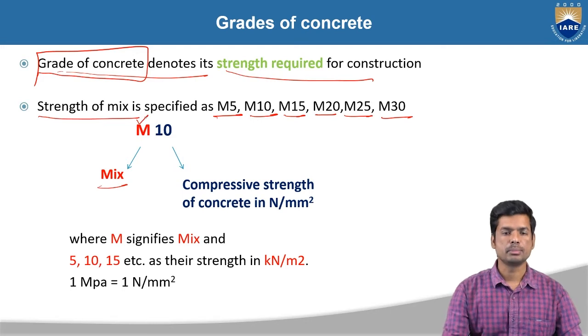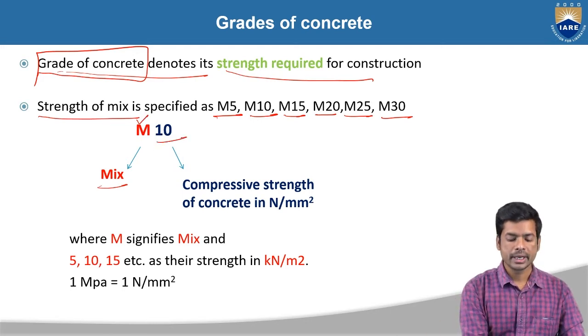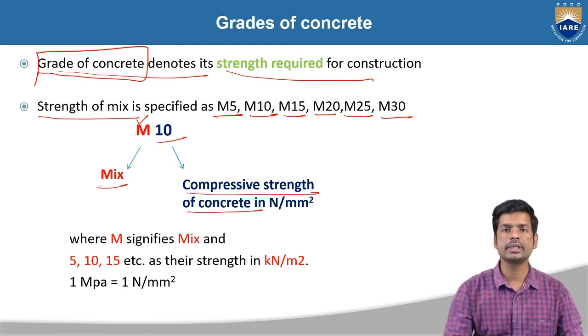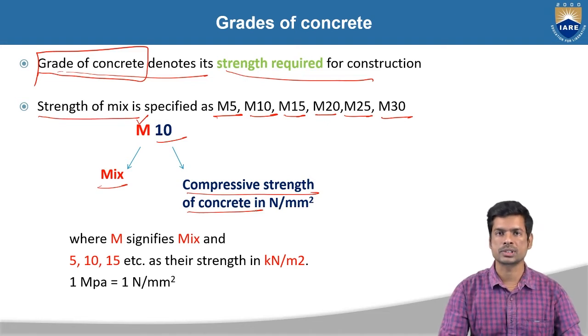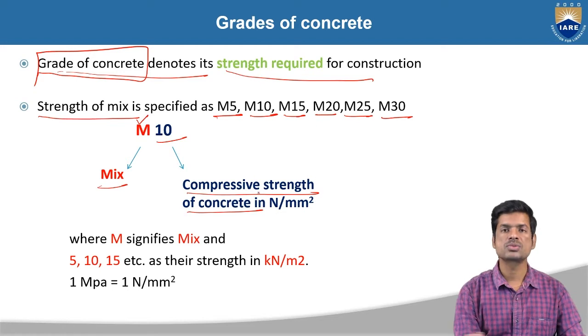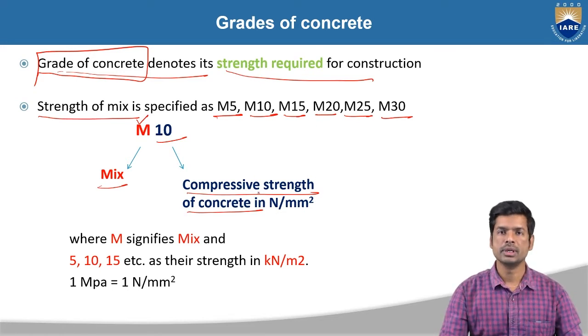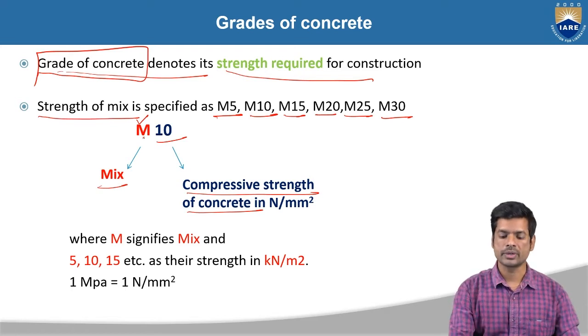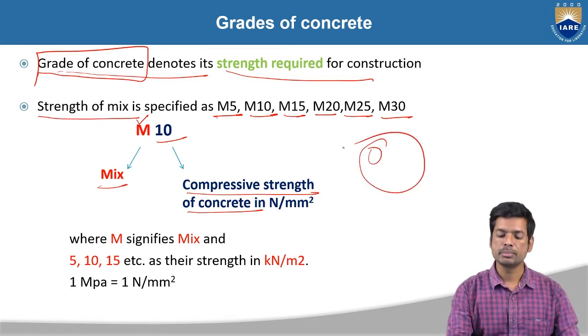And 10 is the compressive strength of concrete in Newton per mm square, that is Newton per millimeter square. So 10 represents the compressive strength of the concrete in Newton per millimeter square, and M represents the mix. That means the mix we have prepared will have a strength of 10 Newton per mm square.